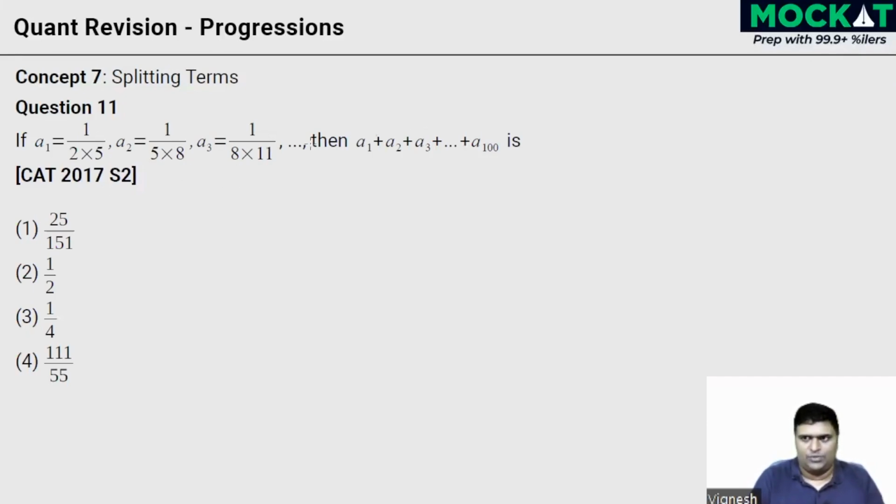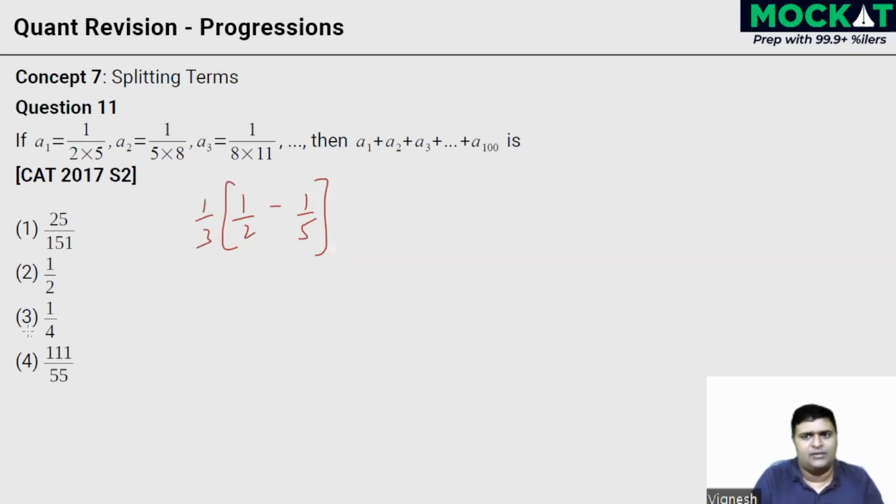So what are these questions about? These questions are about splitting this into 2 terms and subtracting. So 1 by 2 into 5 can be written as 1 by 2 minus 1 by 5. But if I take the LCM over here, I'm going to get 5 minus 2 divided by 2 into 5. Denominator becomes 2 into 5. But that 5 minus 2 is giving me a 3, and I don't want it 3.